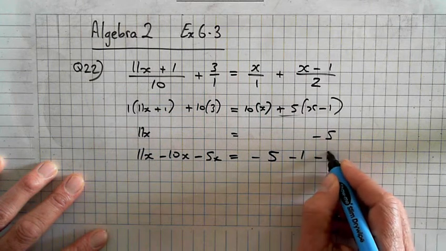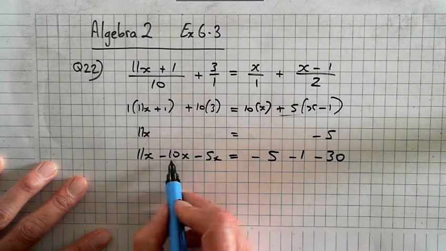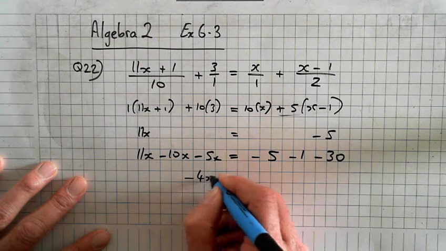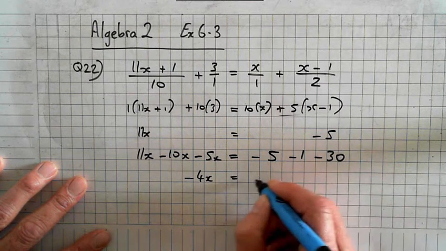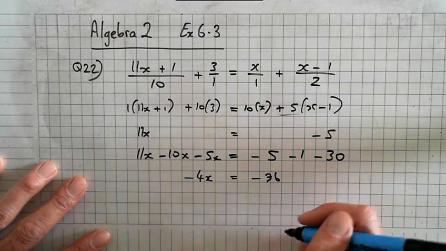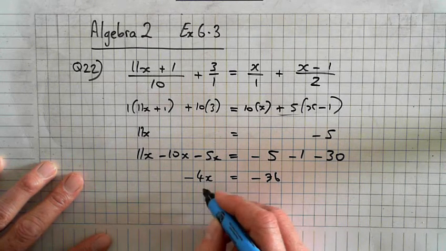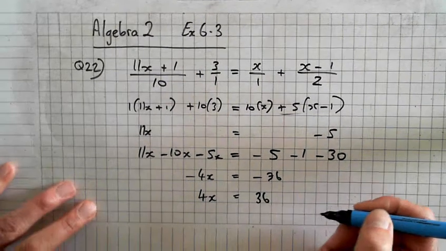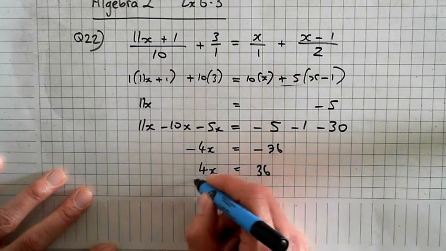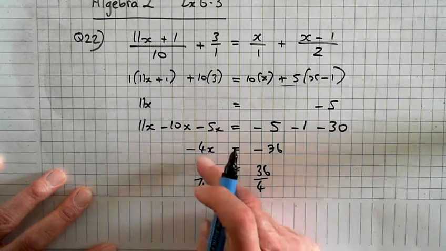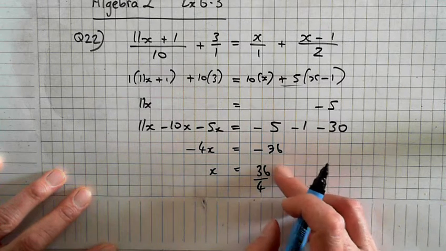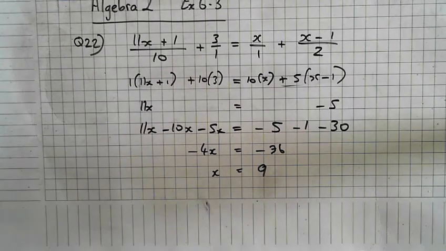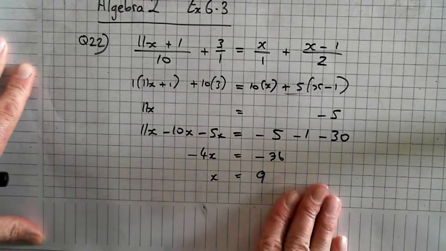So it's minus 1 minus 30. Add up what you can here. So minus 15 plus 11, minus 4x, and over here you have minus 36. If I change the sign, make x positive, change the sign, and divide both sides by the number in front of the x, which is 4. 4 and 4 goes once. 4 nines are 36. Right, that's question 22 and question 26.